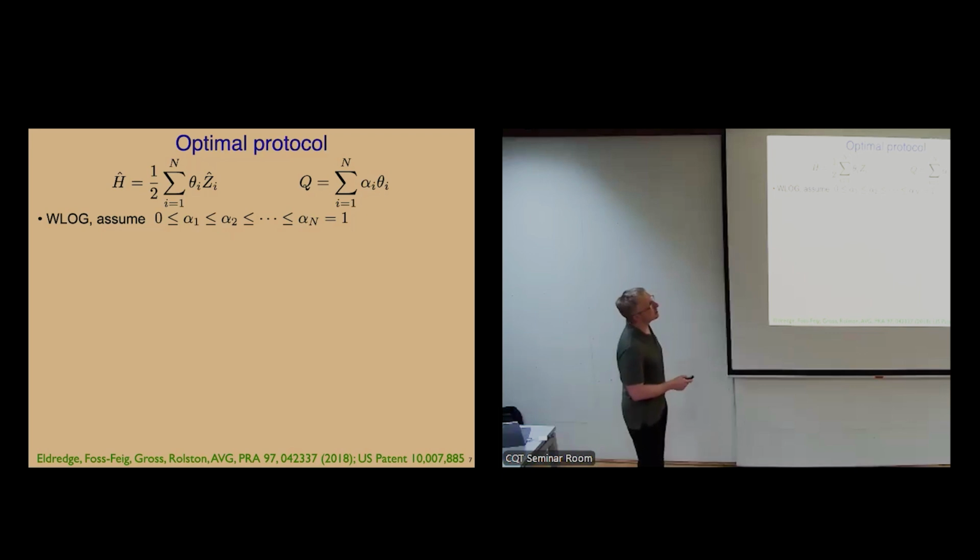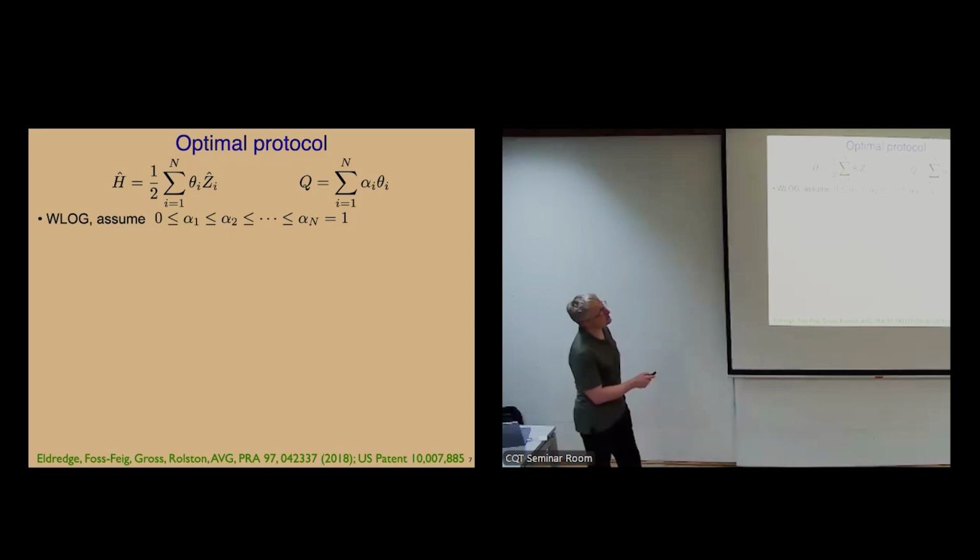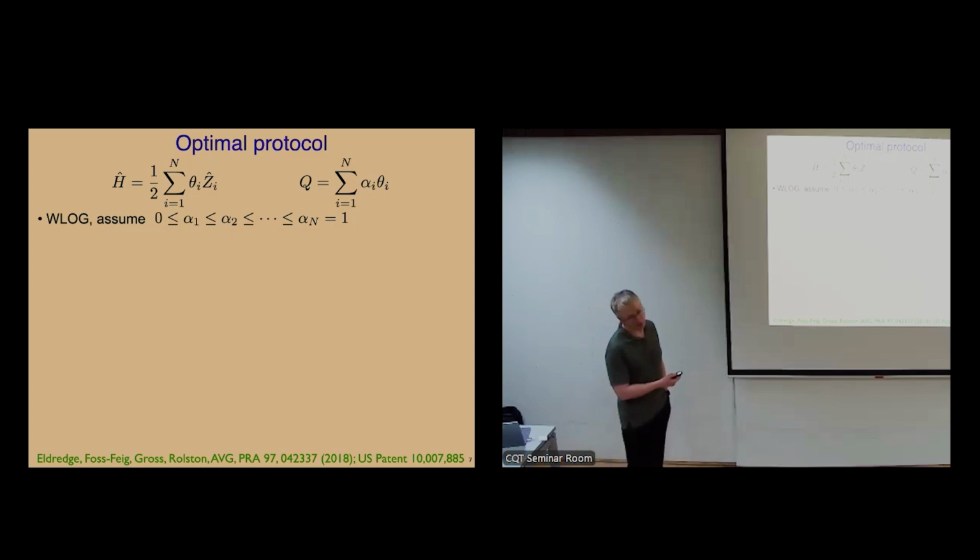It's easy. And I will also assume that the largest alpha is equal to 1. The reason why this doesn't lose generality is I can just take the largest alpha and divide this quantity Q by the amplitude of the largest alpha. So it's equivalent. So this is without loss of generality.